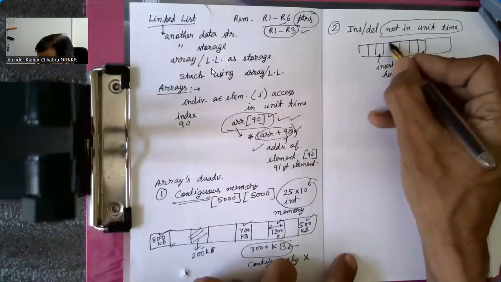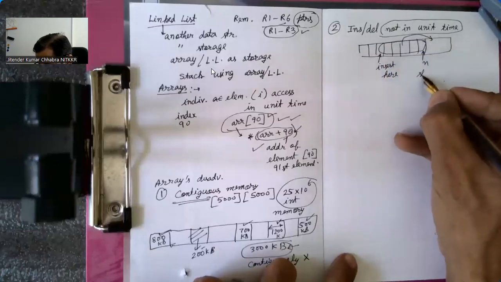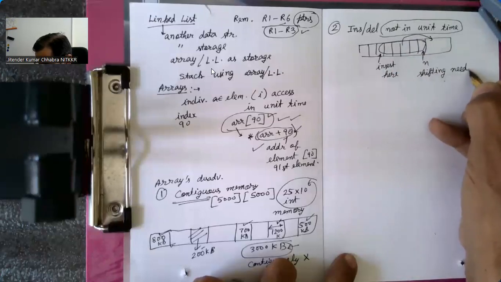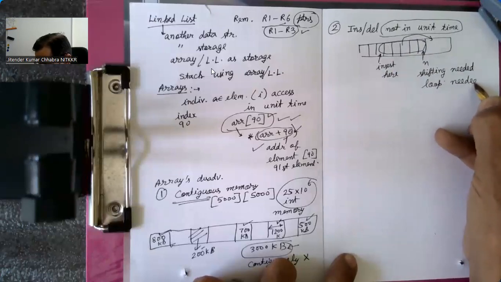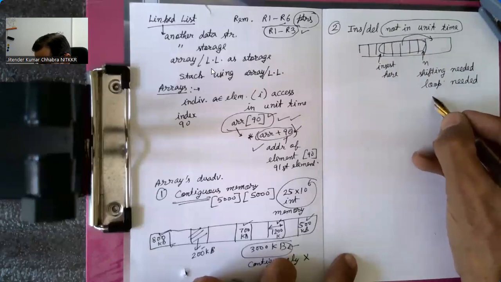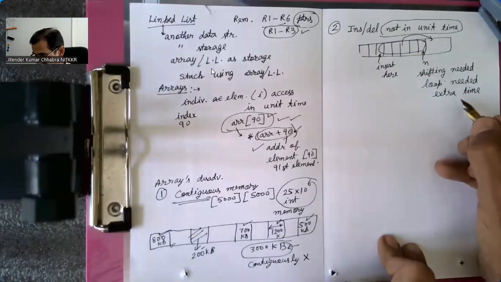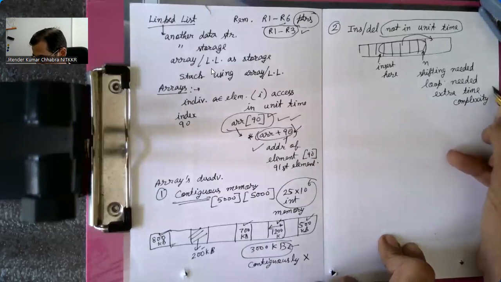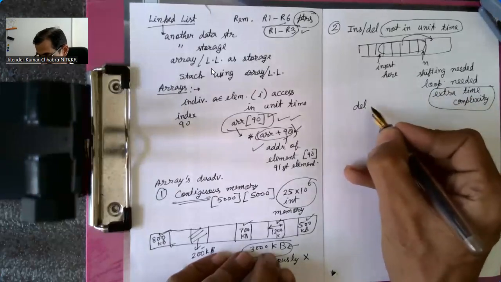This will mean all this data needs to be shifted. Shifting needed effectively means a loop needed, and loop needed effectively means not unit time, some extra time complexity. So unit time means no loop needed, simply 2, 3, 4, 5 statements, and you are able to do that. So insertion becomes very costly in case of arrays, and similarly for the deletion also.